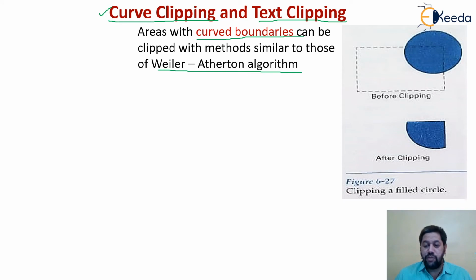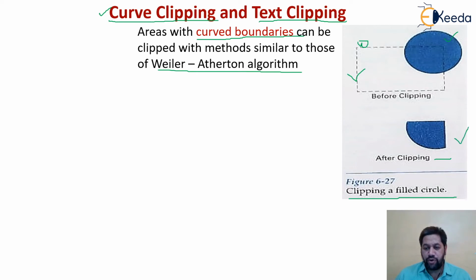You can just look at this particular diagram, clipping a filled circle. This is my clipping window. The dotted line indicates W, my clipping window, and this is my object, which is a filled circle. After clipping this filled circle with the help of the clipping window, what is the output that I'm getting?